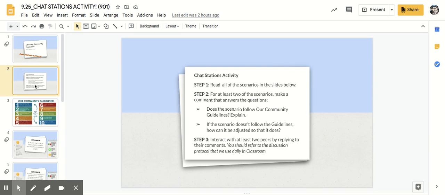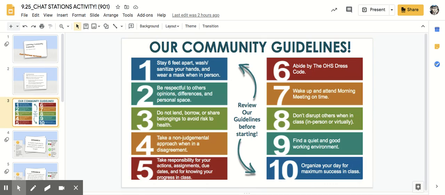And step three, interact with at least two peers by replying to their comments. You should refer to the discussion protocol that we use in Classroom Daily. These are community guidelines. By this point, you should have already reviewed them. And once you have a good understanding of them, you would be able to complete this task. So before starting the activity, you should go ahead and review them so that you're much better able to comment later on.